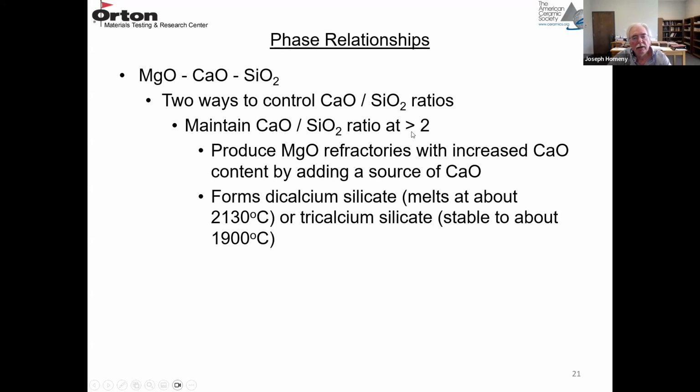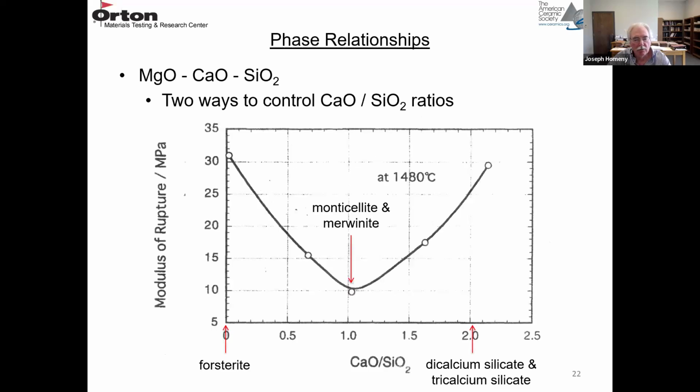But you can also maintain the lime to silica ratio by adding some more lime. If the ratio is too low, you can add a little bit of lime to bring that ratio up to greater than 2. So now you're forming dicalcium silicate and tricalcium silicate. The dicalcium silicate is going to melt at 2130 degrees C, and the tricalcium silicate at 1900 degrees C. So you can either eliminate the lime or increase it. There are two ways of getting that ratio in a desirable region.